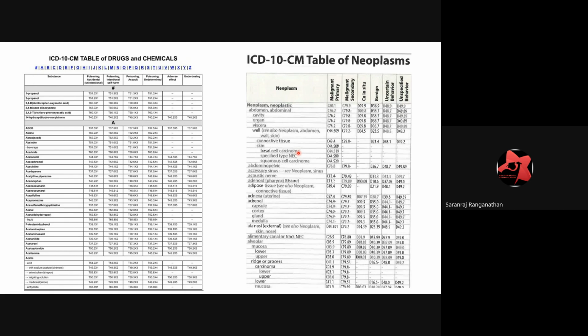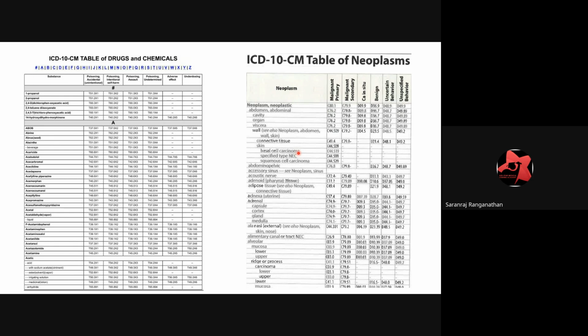In the index, we are seeing the second section here. In the second section, we have the table of drugs and chemicals. There are two tables, the drug and chemical table, and one more, the neoplasm table. It will address drugs and chemicals completely, and it will address neoplasms completely. You can read it in the book also, but this table will specify what type of cancer it is, whether it is malignant, secondary, carcinoma in situ, benign, uncertain behavior, or unspecified behavior. Whatever the condition is, you will be able to see it.